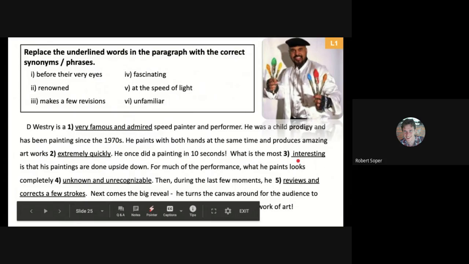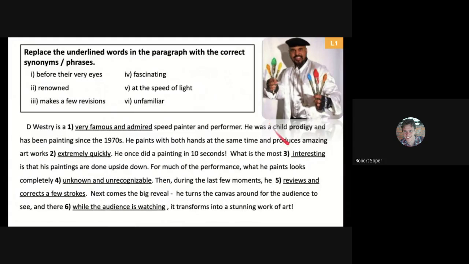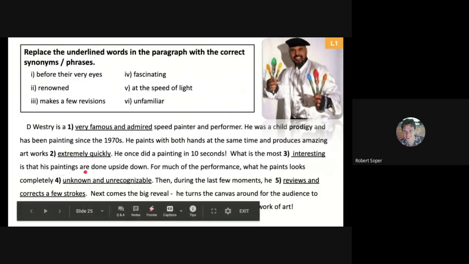What is most fascinating is that his paintings are done upside down. So here at number 3, it says interesting. And what's the synonym for interesting? Well, the word fascinating. In fact, fascinating means very interesting. So what is the most fascinating is that his paintings are done upside down.